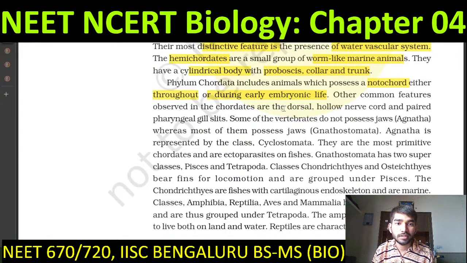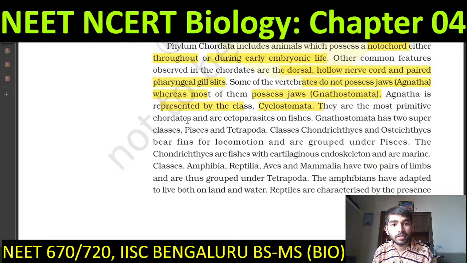Features of chordates include a dorsal hollow nerve cord and paired pharyngeal gill slits. Vertebrates that do not possess jaws are Agnatha, whereas most of them possess jaws. Agnatha is represented by the class Cyclostomata. They are the most primitive chordates, ectoparasites on fishes. Gnathostomata has two superclasses, Pisces and Tetrapoda. Under Pisces are the classes Chondrichthyes and Osteichthyes, with fins for locomotion.